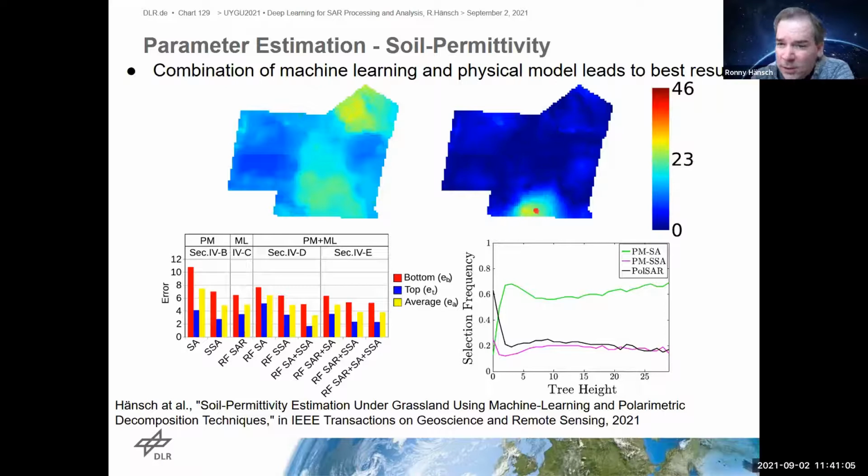Really high soil moisture is difficult to estimate even from the physical models, but it might also be like a sensor misalignment or something like this. And it turns out that when we're combining those different things, the error that we obtain, shown here, is the lowest of all the different combinations, right? So if you only would do physical model, the errors are much higher than combining physical models and machine learning.